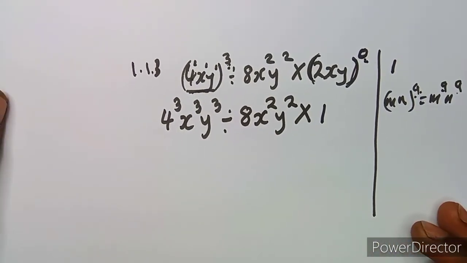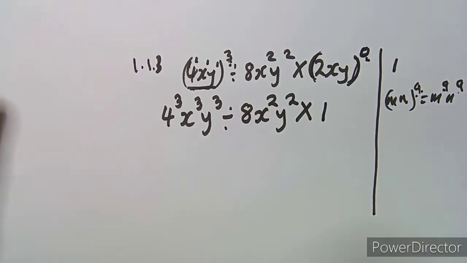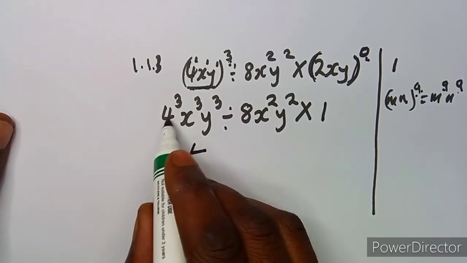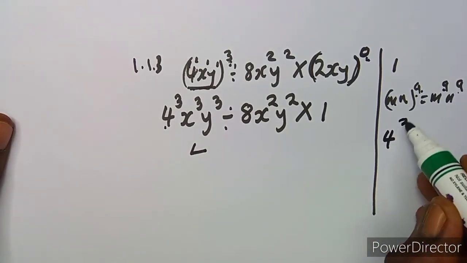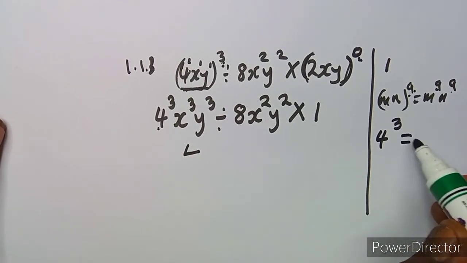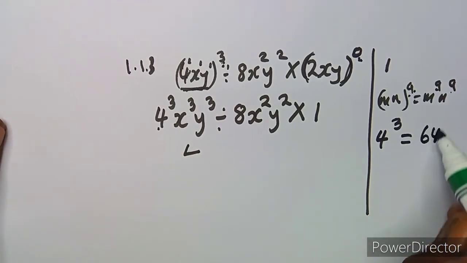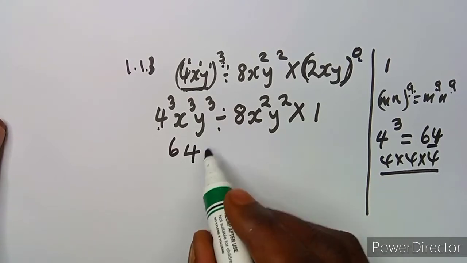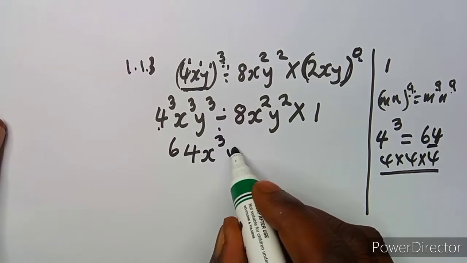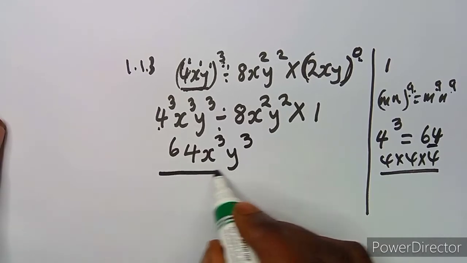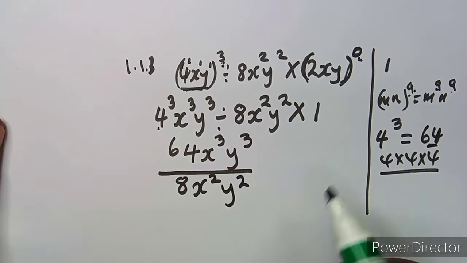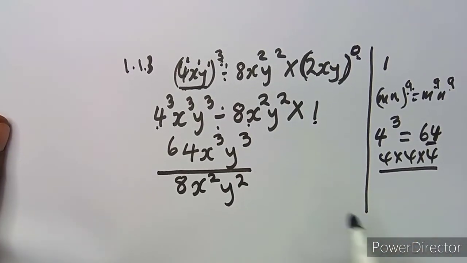Now at this stage, what am I going to do? Let's simplify first. 4 to the exponent of 3. Remember, you can obtain this from your calculator, which is 64. That is 4 times 4 times 4. So we are going to have 64 x to the exponent of 3, y to the exponent of 3, everything over 8 x to the exponent of 2, y to the exponent of 2. Since this times 1 is going to remain as it is.